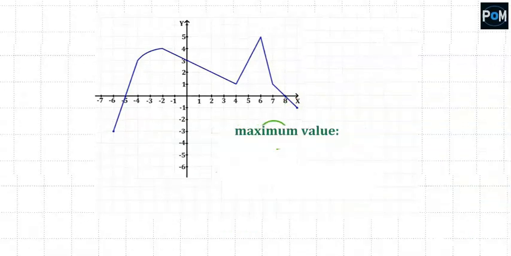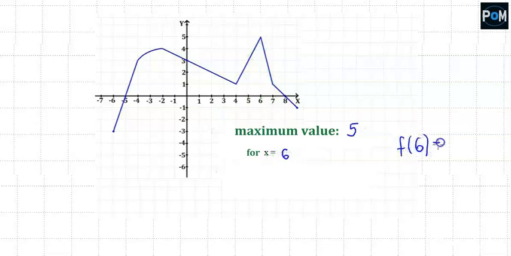The maximum value of this function is, now we're looking for the highest value. The highest value is the highest temperature, which is right here. The highest value is 5. The maximum value of this function is 5. And this value 5 is taken for x, which we read from here, for x equals 6. We can write that f of 6 equals 5. So for x equal to 6, the function takes the maximum value, that is y equals 5.